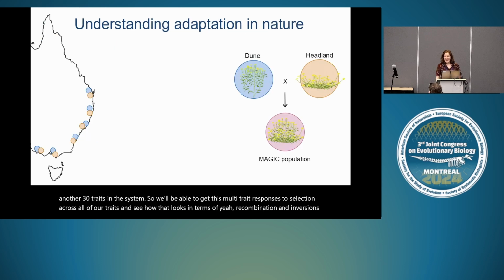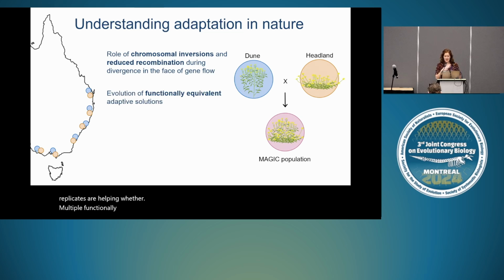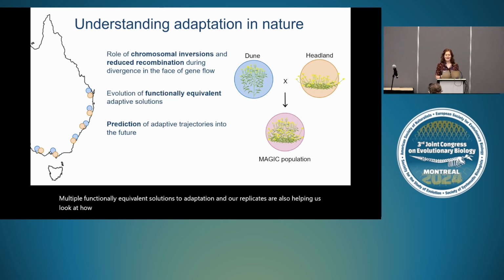Okay, so with that, our work in Senecio is enabling us to understand the dynamics of adaptation in nature. We're examining how genome features help facilitate adaptation, how natural replicates are helping us see whether there are multiple functionally equivalent solutions to adaptation, and our replicates are also helping us look at how repeatable and predictable evolution is, and whether we can forecast adaptive trajectories into the future.